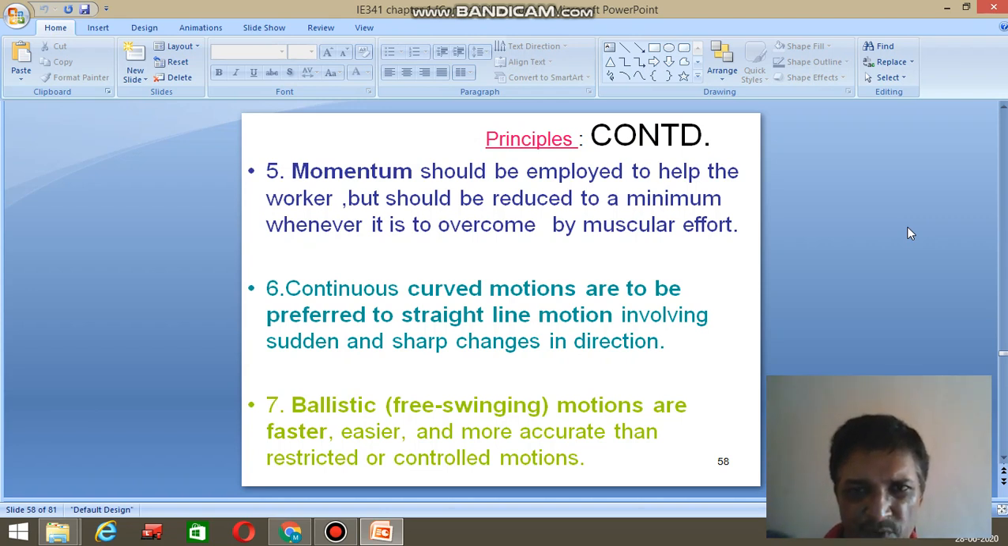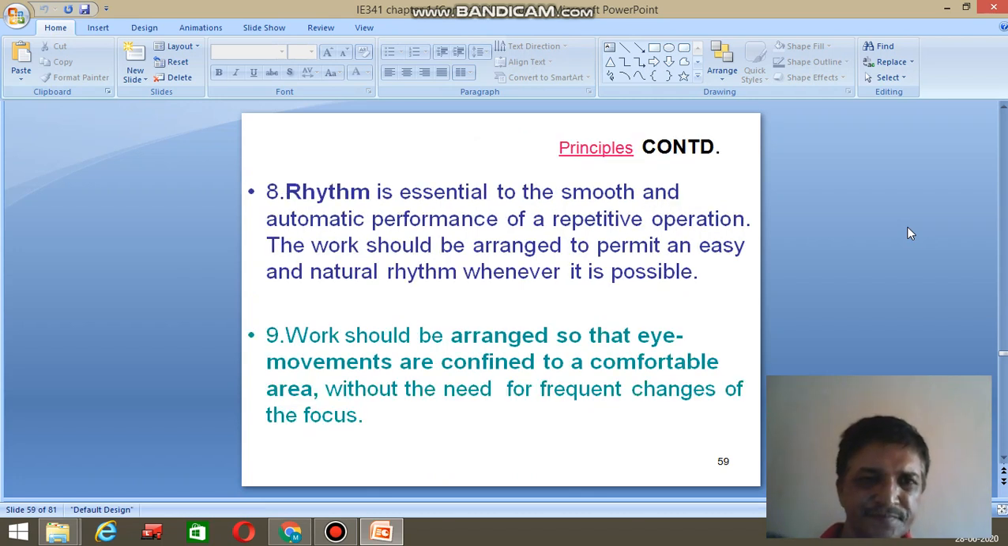Momentum should be employed to help the worker, but should be reduced to the minimum whenever it has to be overcome by muscular force. Continuous curved motions are to be preferred to straight line motions involving sudden and sharp changes in direction. Ballistic motions are faster, easier and more accurate than restricted or controlled motions.